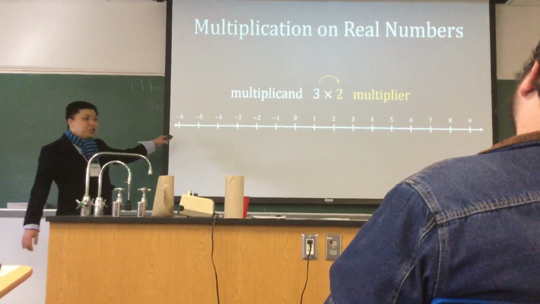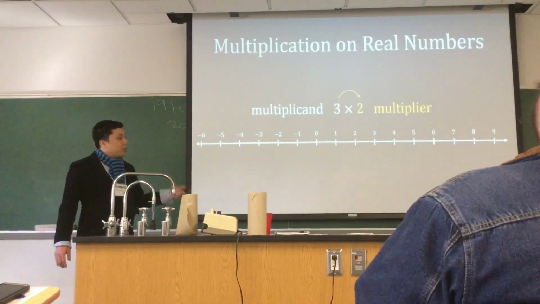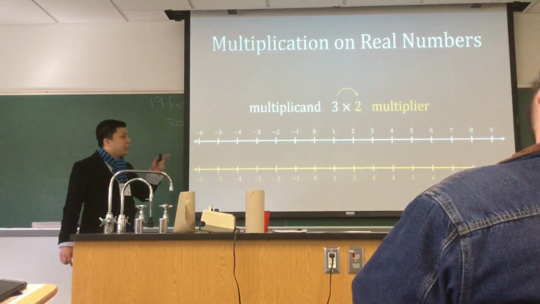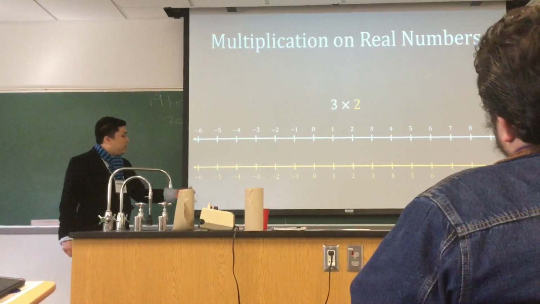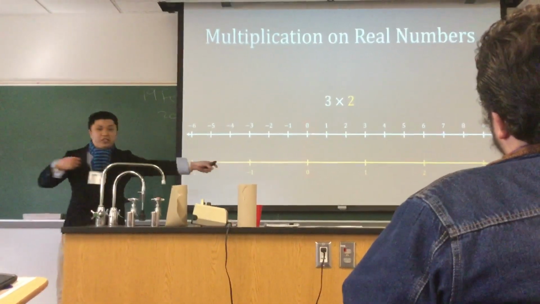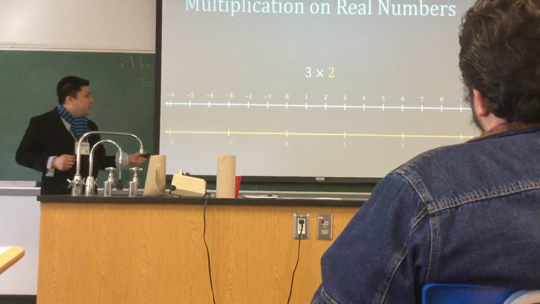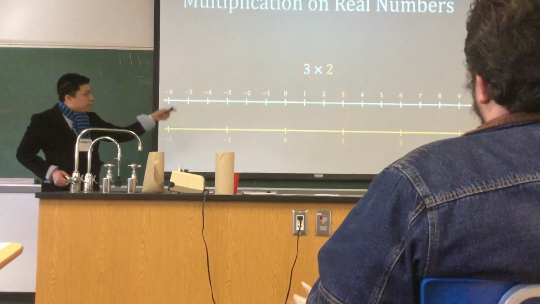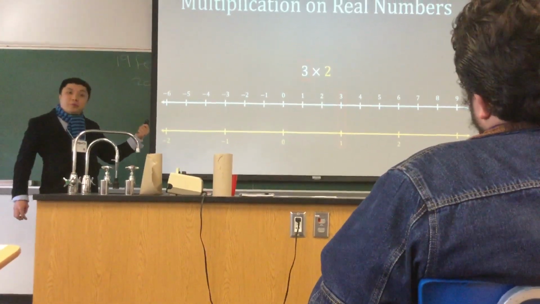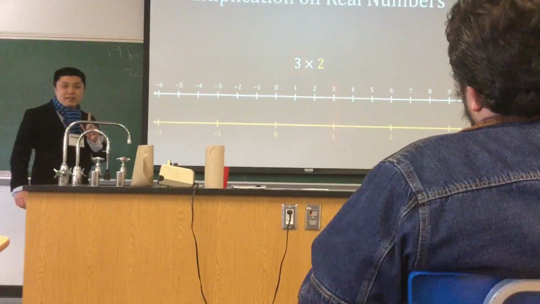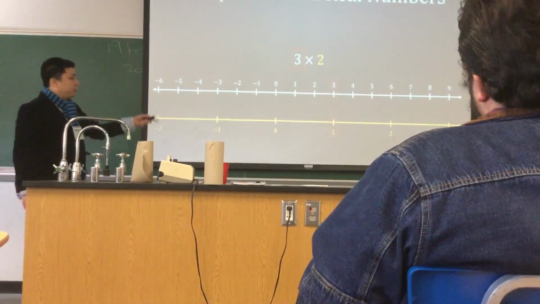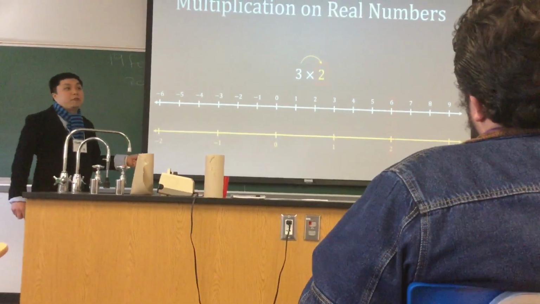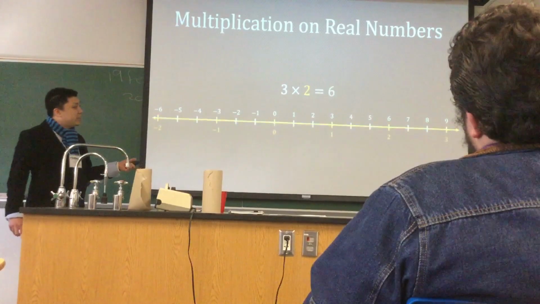I want to say 3 is the multiplicand, 2 is the multiplier. Then, from the original number line, I'm going to make a copy of a new one. And since it is a multiplication, I need to have fixed 0. Then, I'm going to stretch the new number line so that the new number line's 1, a basis, is adjusted to the multiplicand 3. Then, when you look at the multiplier 2 in the new number line, you're going to see that it is pointed at 6 in the original number line. So the answer is 6.